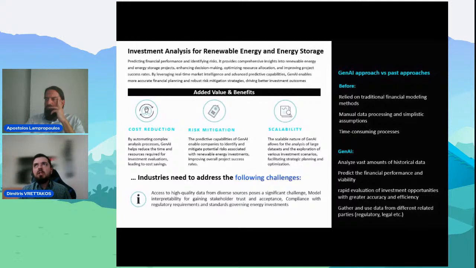AI, by its definition, has a very good scalable nature, if I might say. So we are able to analyze large data sets and explore various investment scenarios. We use different sources and different unstructured data. So we optimize the strategic planning of the investment, and it gives us more, let's say, robust predictions. Yes. So Dimitri, any examples on this front?